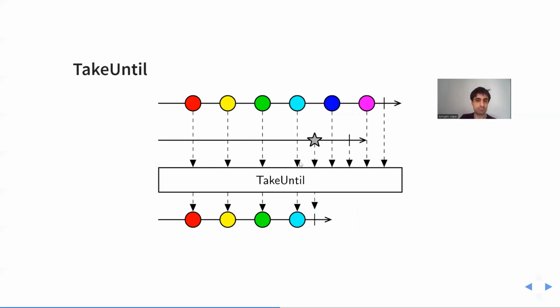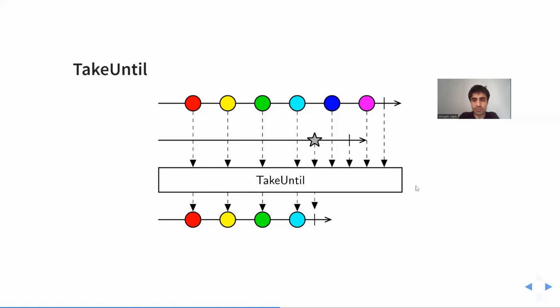Now, the complement, you can imagine what it's doing. So take until does exactly the same thing, but now instead of specifying a number, you get a notification to tell you when to stop taking elements from the sequence. This one is particularly interesting because it allows it to dynamically stop.